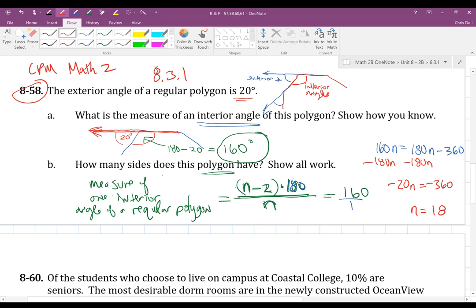So that means that this polygon has 18 sides. So how many sides? We would say 18 sides. Therefore, 18 sides.